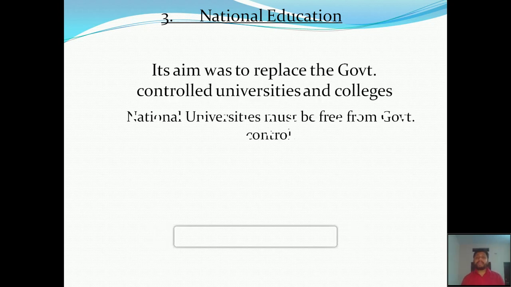The third method is national education. What is meant by national education here? How can national education be used as a tool or method against the British? Let's see it. The first point says that its aim was to replace the government controlled universities and colleges. So one of the main aims through national education was to replace the government controlled universities and colleges. And for that purpose, what did the assertive nationalist leaders do? Do you know that?